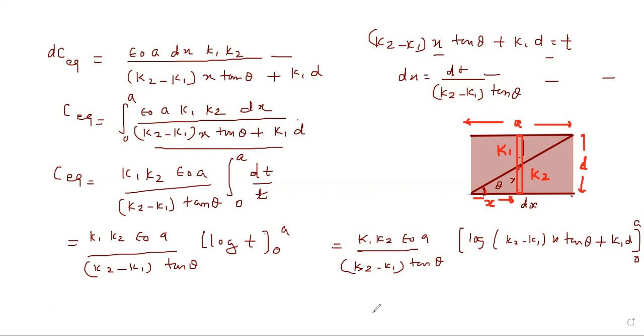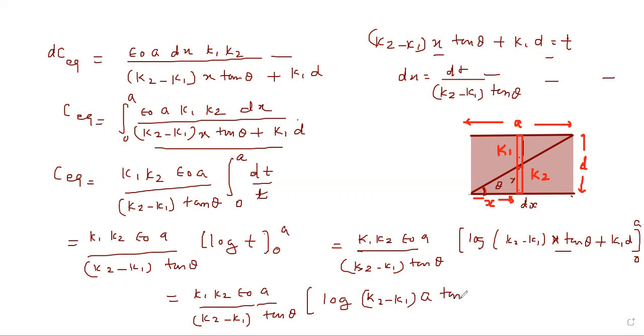Now we put the limits. So here, in place of x, when we write A, we will get K1 K2 epsilon naught A divided by K2 minus K1 times tan theta, which will remain outside. Now, when we put A, this will become log of K2 minus K1 times A tan theta plus K1 D, minus log of, when we put 0, we will get only K1 D. Now we further simplify.